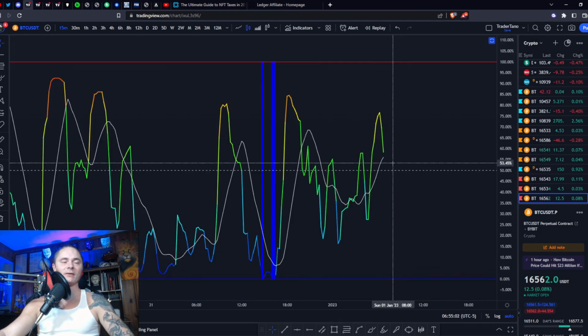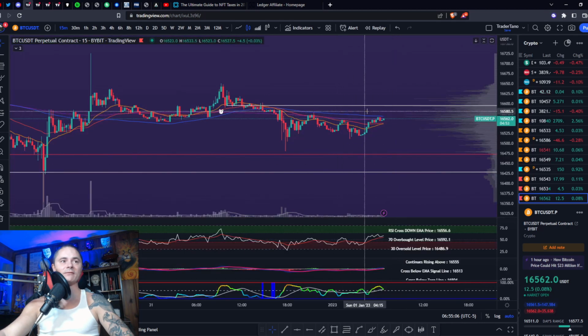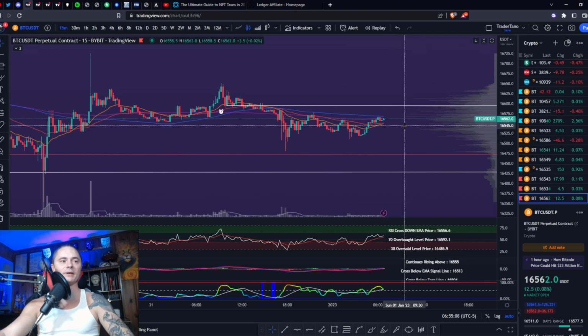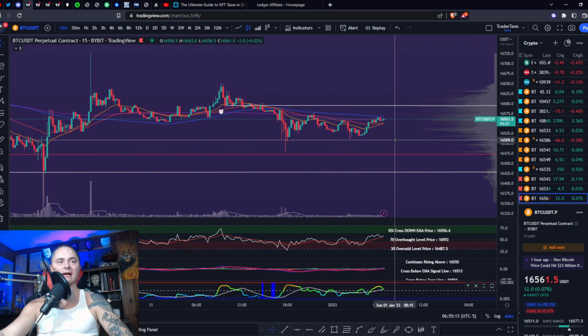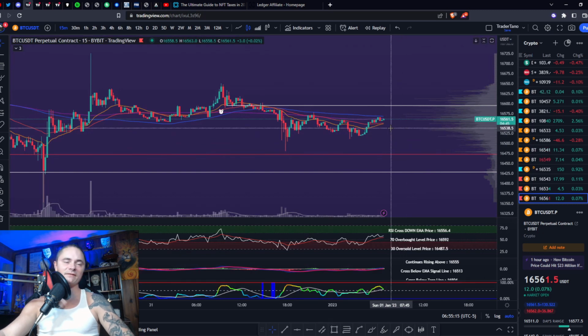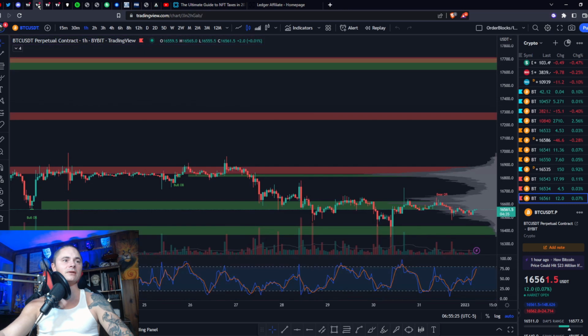BBWP on the 15-minute, however, is nosediving. All right, so as soon as it gets back below its moving average, we're probably going to consolidate here for a little bit. We need to turn this BBWP back to the upside in order for the 15-minute to start having some volatility, which is going to pour over into the 1 hour, and then the move will start. All right, so let's go over here.